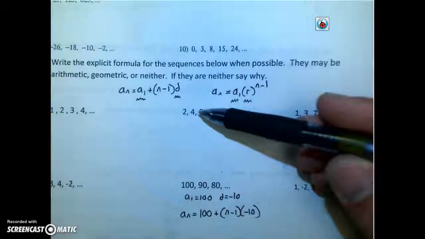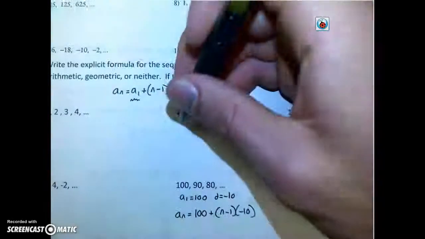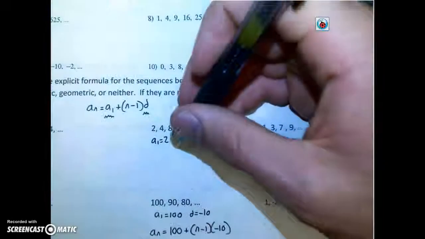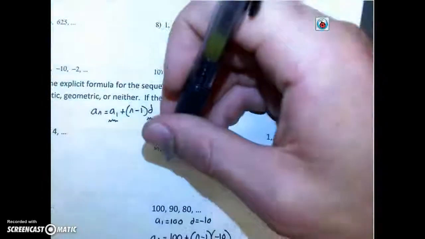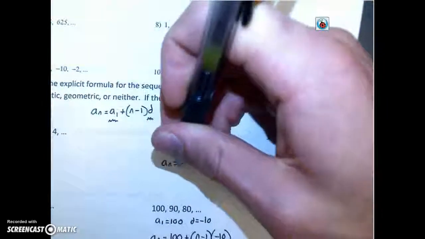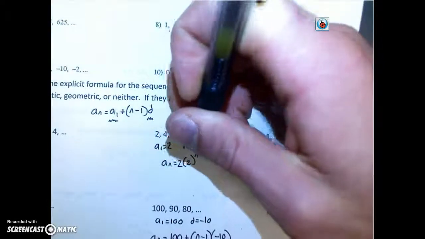If we're geometric for one, like on this one, we are doubling each time. My first term's a 2. My common ratio is also a 2. So it'd be a_n is equal to 2 times 2 to the n minus 1.